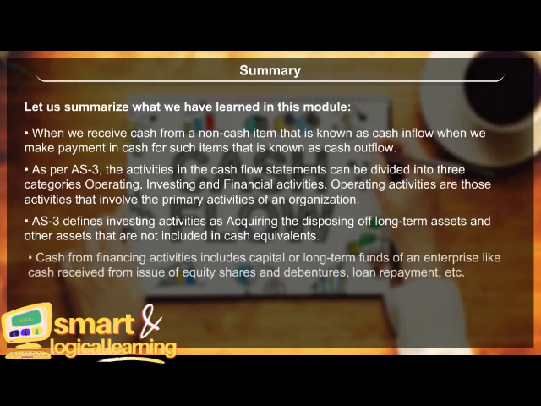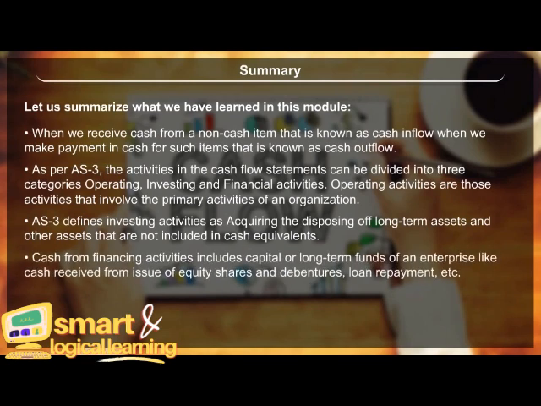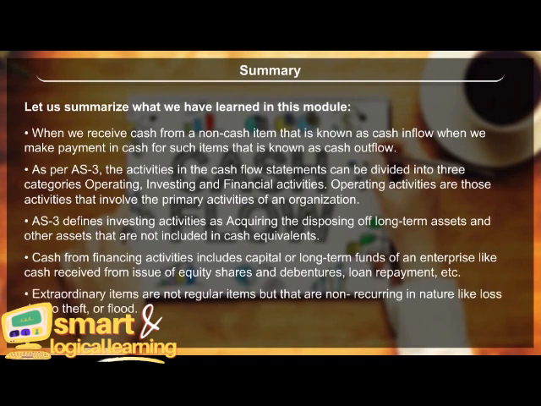Cash from financing activities includes capital or long-term funds of an enterprise, like cash received from issue of equity shares and debentures, loan repayment, etc. Extraordinary items are not regular items, but are non-recurring in nature, like loss due to theft or flood.